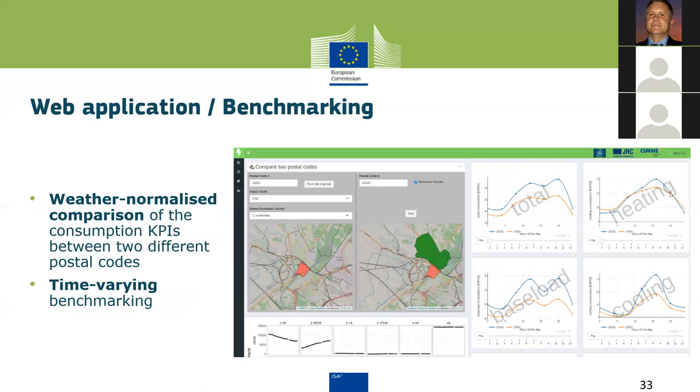Then there's another tab, which is regarding benchmarking. The most interesting thing is that this benchmarking is not done in absolute values. It's done using a normalization of the built areas of both postal codes, and also a weather normalization of the two postal codes. So the comparison results are better in order to make some kind of inference about differences that may occur between these two postal codes in detail. And also these plots can estimate differences in a time varying manner. So somehow it's a time varying benchmarking. Go on, please.